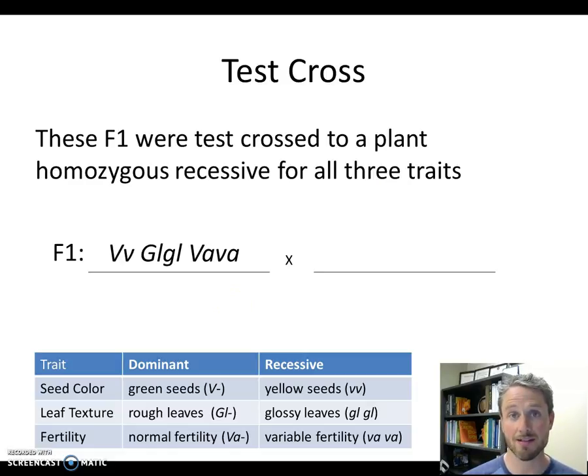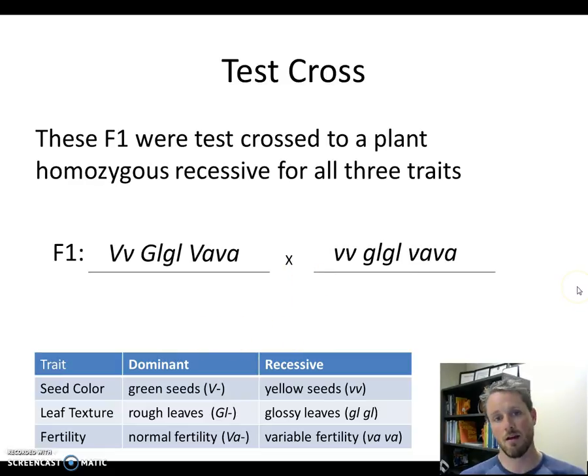Remember, a test cross means a very specific thing. A test cross specifically uses a homozygous recessive organism. So even if I didn't say that we did a test cross to a plant that is homozygous recessive, you should know that a test cross is always done to a homozygous recessive organism. So in doing our test cross, we can fill in the genotype of that other plant. It's homozygous recessive for every trait. So now we know what's going on with the F1 cross.